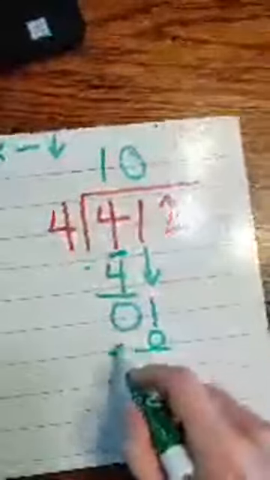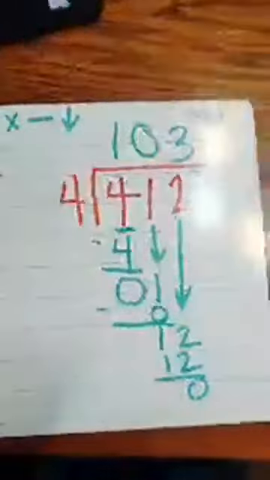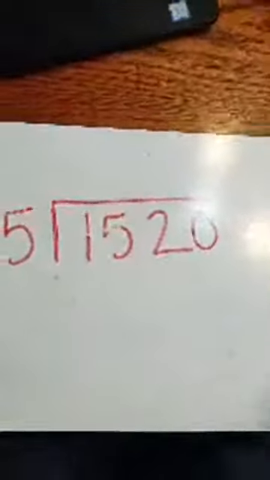No, so I have to put a 0 over that 1 where I was working. Okay, 4 times 0 is 0, subtract, 1, bring my next number down. Does 4 go into 12? Yes, it does, 3 times. 4 times 3 is 12, 0, nothing left to bring down, so I don't have a remainder on this one. All right, let's try one more. Okay.